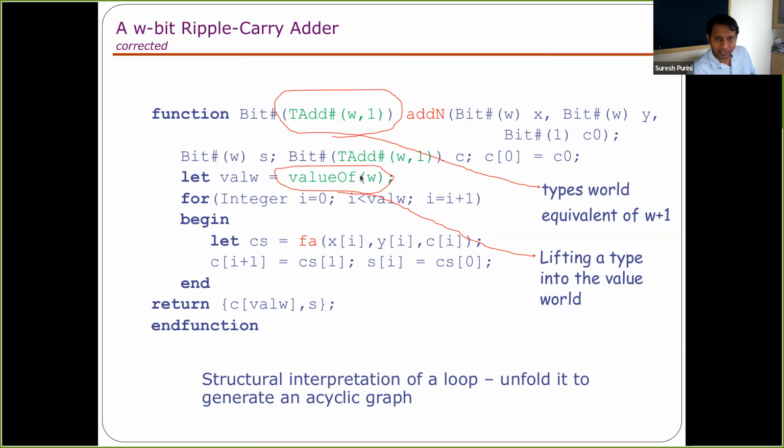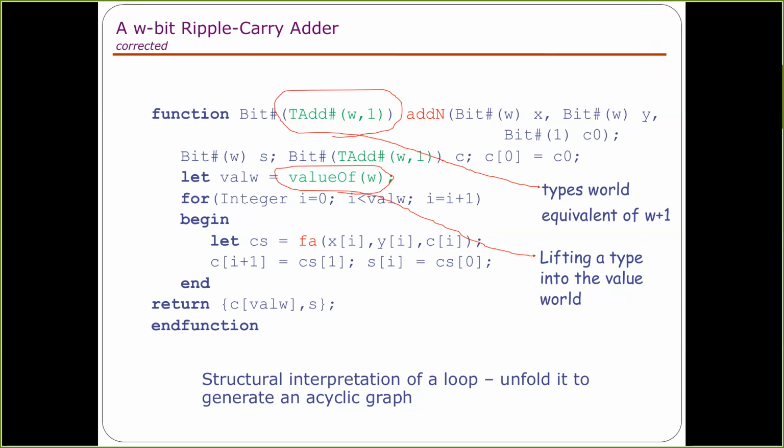Similarly, you don't use W, you have to use value of W, because W is in the types world, and part of the reason could be that W need not be an integer, it can be anything, I guess. Not sure, I have to think about it. Yeah, okay, we'll look at that later.